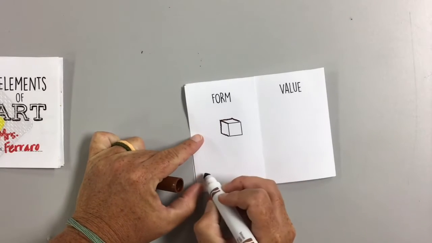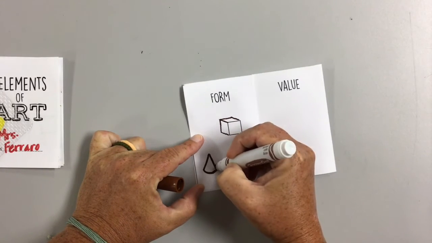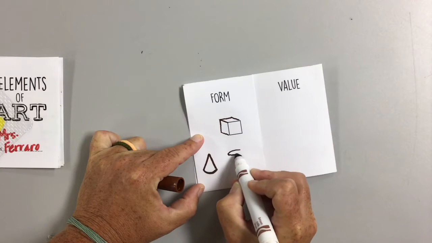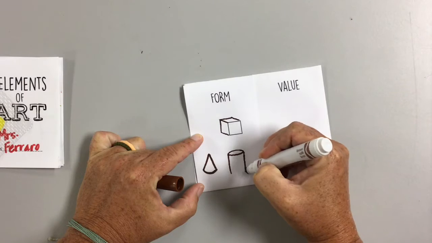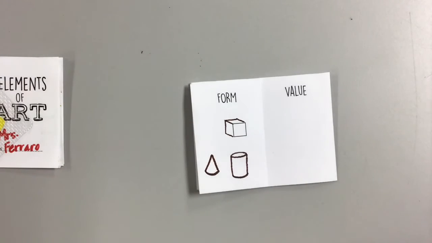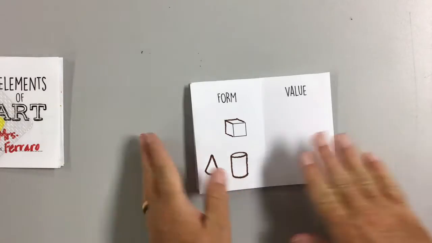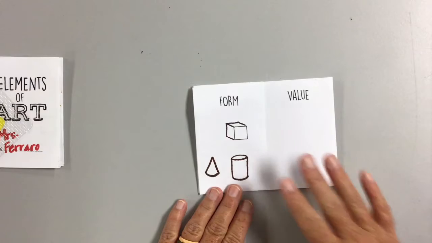Okay? You can also create a cone or a cylinder. These are all shapes that are three-dimensional, so they're forms. Again, a form is something that's three-dimensional. So this book is three-dimensional, this page is two-dimensional, so this is not three-dimensional.